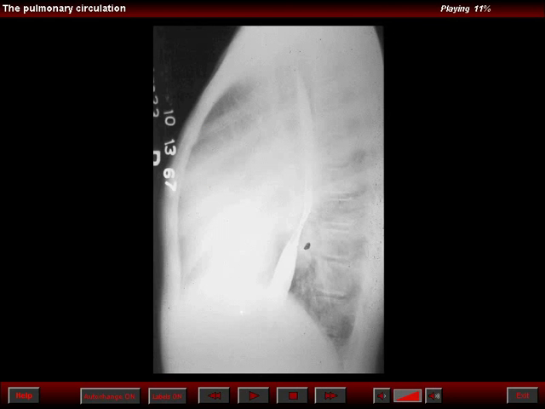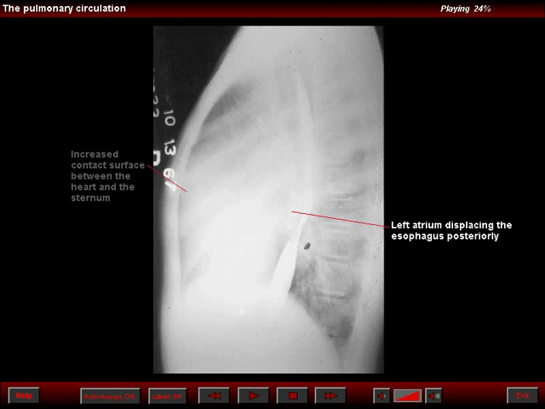The lateral view of the chest showed evidence of an enlarged left atrium. Note the focal displacement of the esophagus and the increase in the surface contact of the heart with the sternum, suggesting right ventricular enlargement. Also, we note the vascular changes in the lung that are typically seen with blood flow redistribution in patients with mitral disease. However, the patient did not have mitral disease.